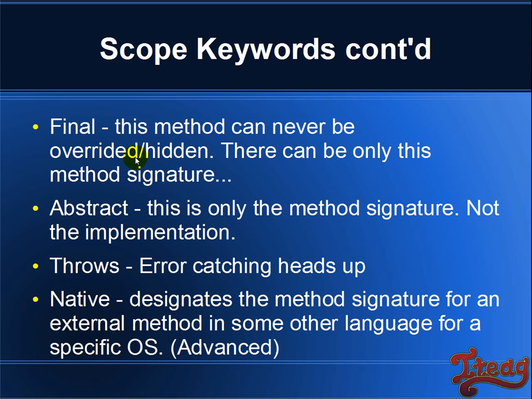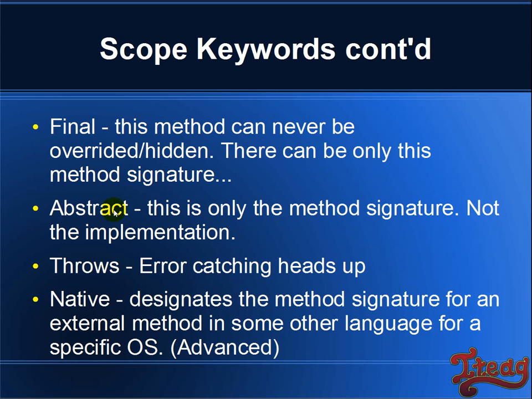So, final, scope keywords continued. Final: this method can never be overridden or hidden. This has to do with inheritance, so I'll be covering that more in inheritance. There can be only this method signature. So if you try to make another method signature like an override or hiding, you can't do it. It's just this name's off limits. Or method signature is off limits, excuse me.